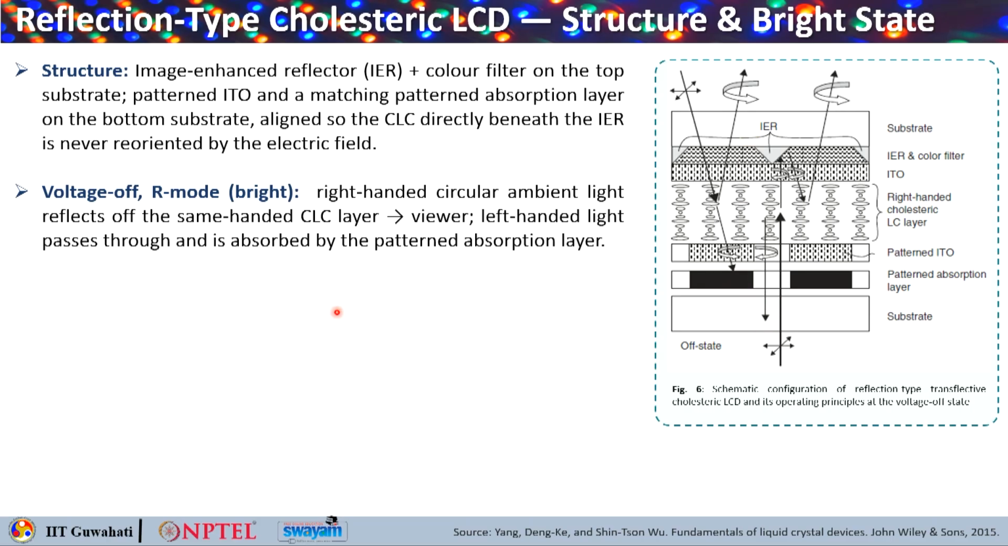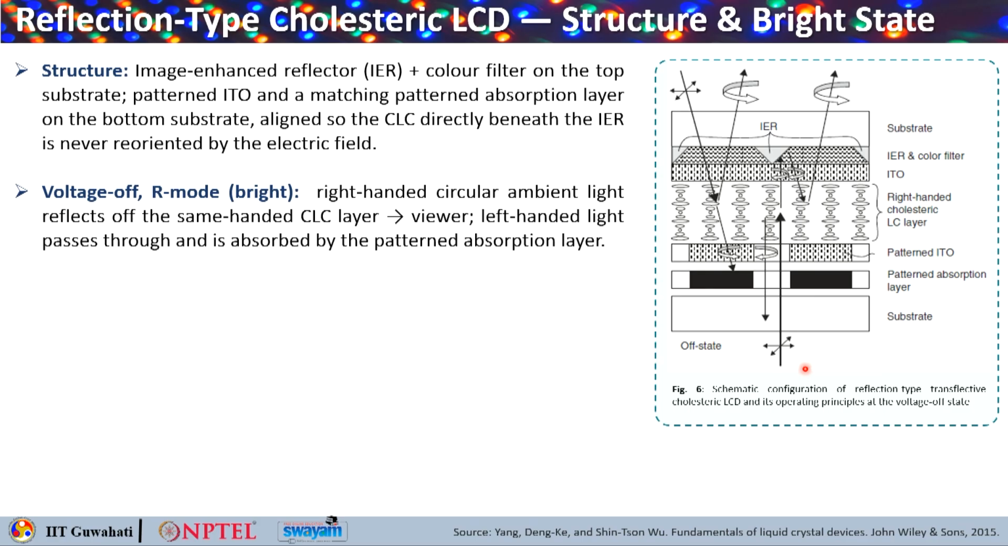In the transmission mode, what happens? You have light at the back, so the source is the backlight, and light is entering from behind. The right-handed circular component is basically reflected back by the CLC, which is either getting absorbed by this patterned absorption layer or recycled back into the backlight unit. Again, it is simply getting discarded.